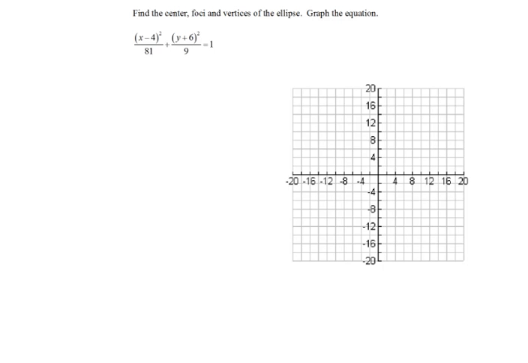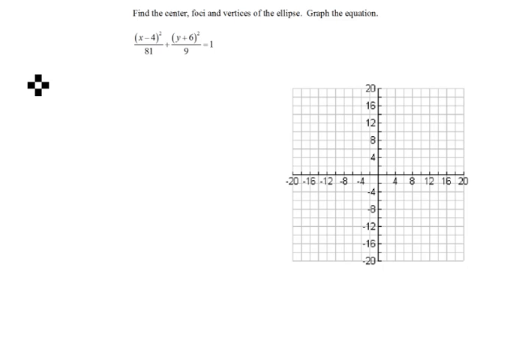This example is a really good problem because the focal points are going to be a little bit difficult to name, and so I want us to go through this one. Find the center, the foci, and the vertices of the ellipse, and then graph the equation. They give us an equation here, and actually it's already in standard form. It's equal to 1, so that looks real good.